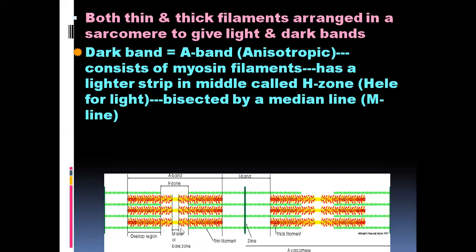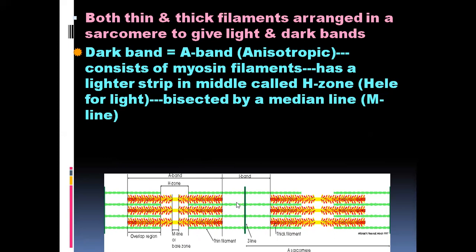This is the H zone, sorry, it is called the H zone. In the center of the H zone, we have the M line or the bare zone. It has a lighter strip in the middle, which is called the H zone, and it is bisected by an M line, which is known as the median line.